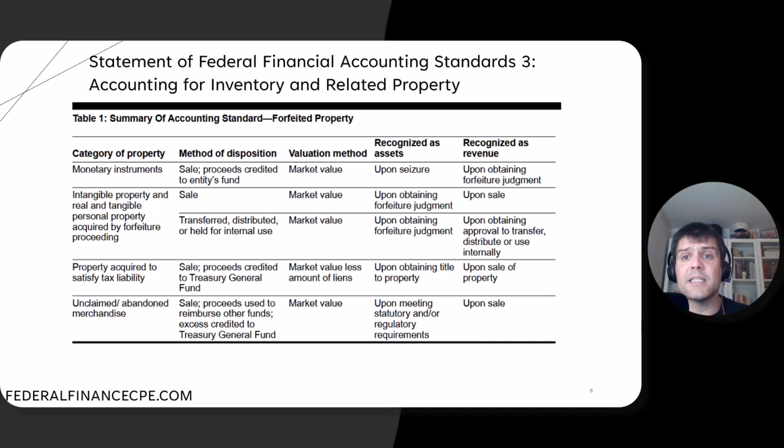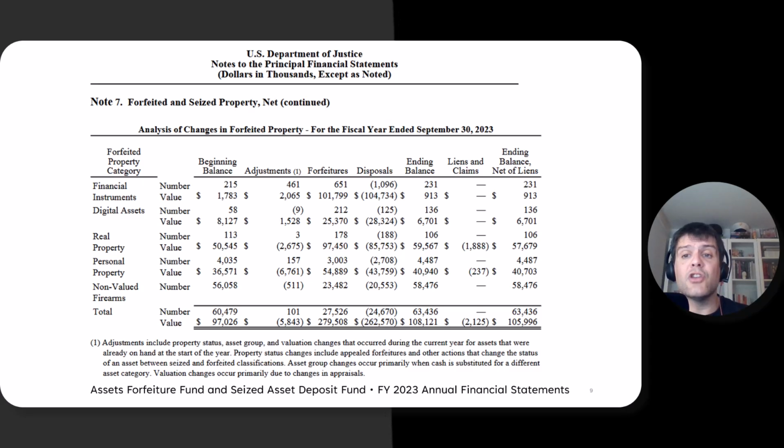And if you haven't yet had a chance to see how forfeited assets are actually presented on the financials, they do roll up to the inventory line, but they have a note in the financial statements. So I wanted to show, even right now we have digital assets right here. This is actually from the Asset Forfeiture Fund and Seized Asset Deposit Fund FY23 annual financial statements. You can see here, the table shows the various types of forfeited property. You'll see their beginning balances. You have some adjustments, but you have your forfeitures, which are essentially your additions. Then you have your disposals, which are your reductions. And then you have your ending balance. For our digital assets, you can see your balance.